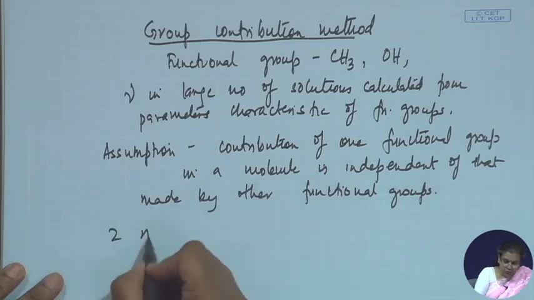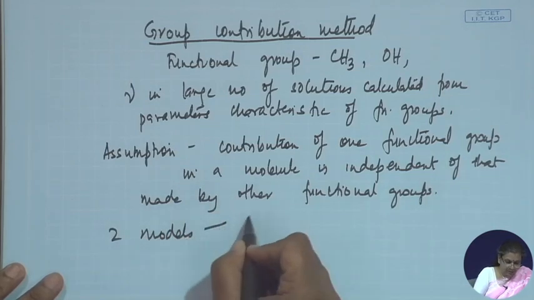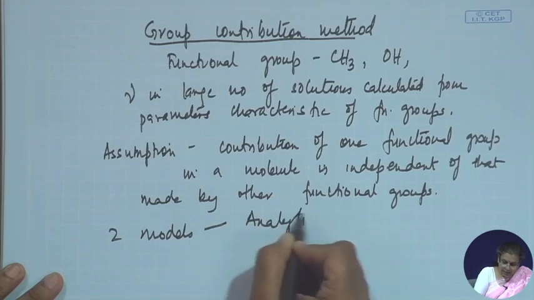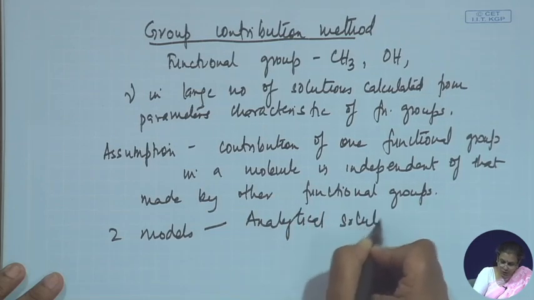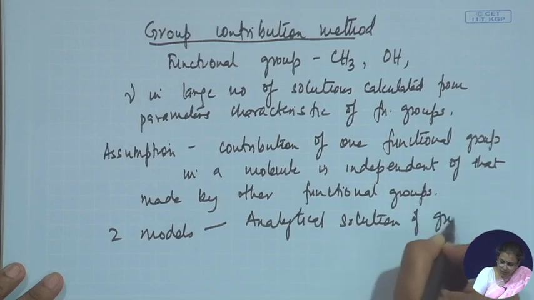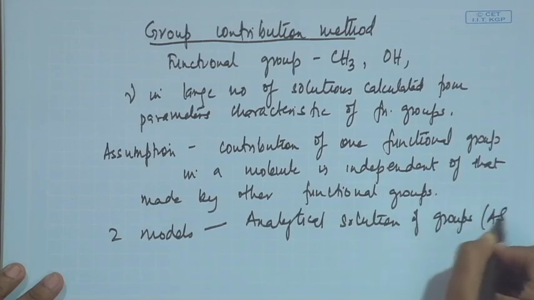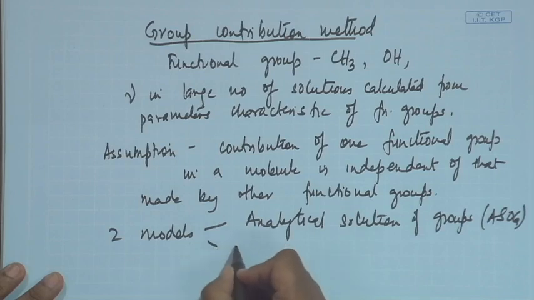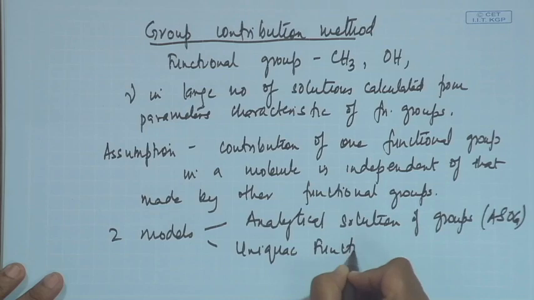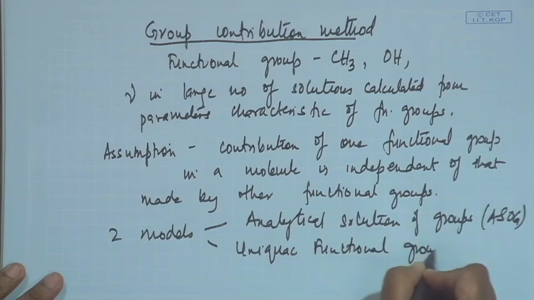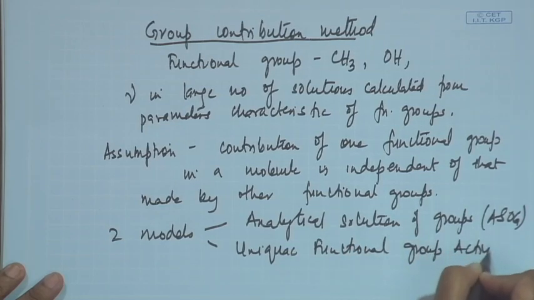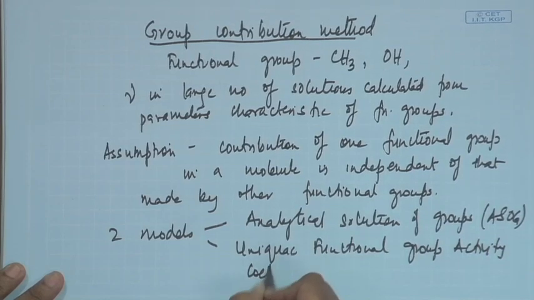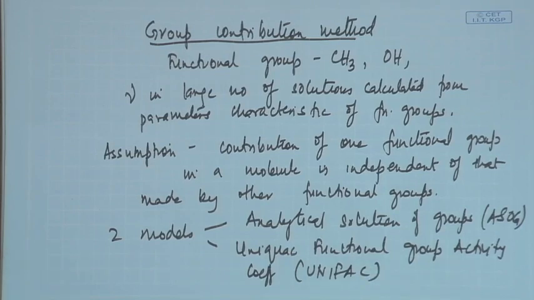And there are two models which use this method. One is the analytical solution of groups, which is known as ASOG, and the other is the universal quasi-chemical functional group activity coefficient, or UNIFAC. I would not like to go into much detail of these particular things.